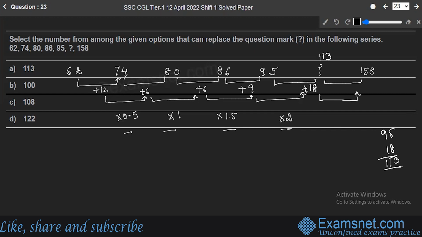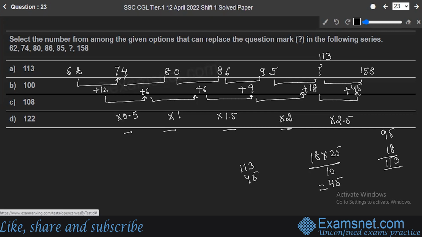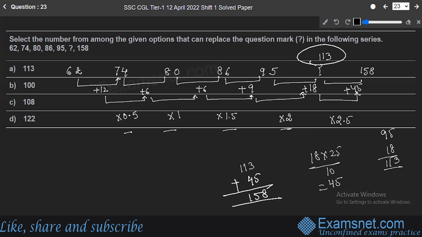If from here to here you will be moving like multiply by 2.5, so 18 multiplied by 2.5 gives you 45, right? So I'm adding 45 to this. 113 plus 45 gives me 158, which is correct. Hence, I am on the right path, and 113, option A, is the answer to the question. Hope you understood it well.